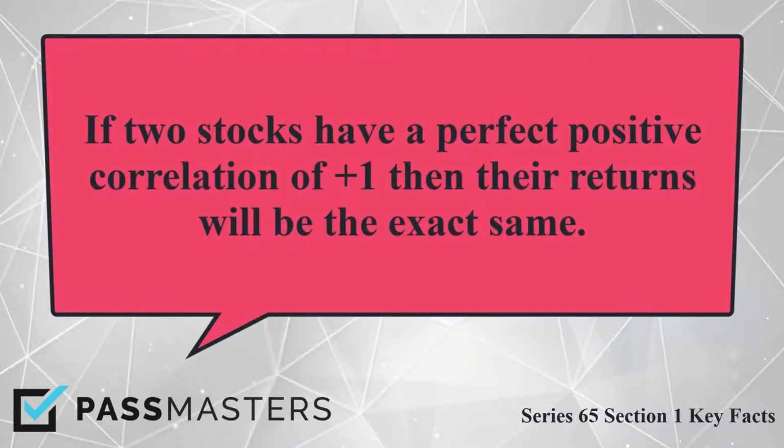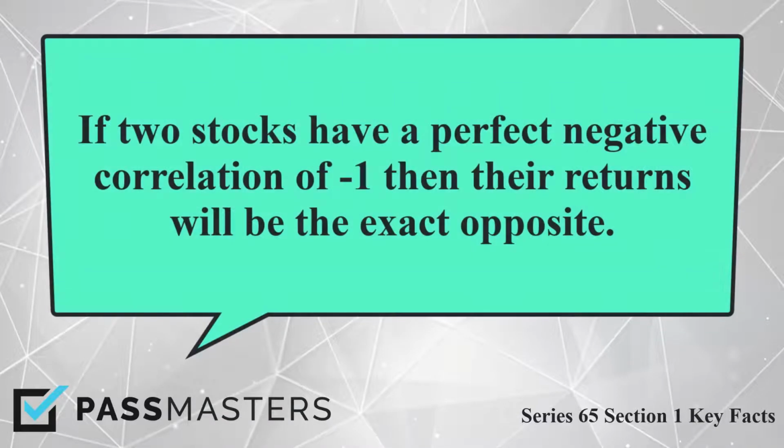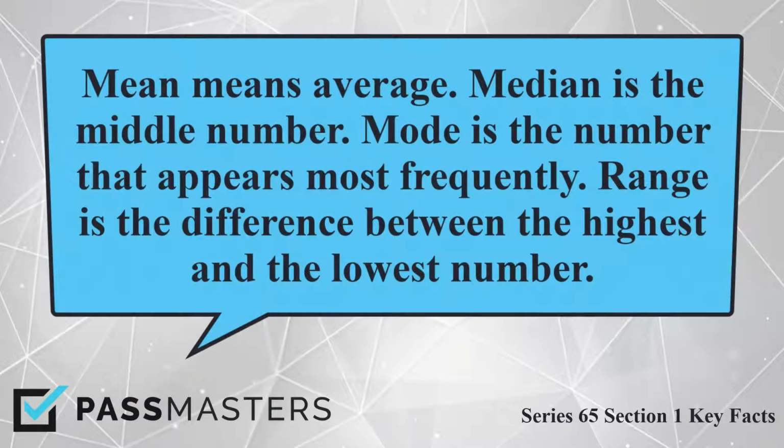If two stocks have a perfect positive correlation of +1, then their returns will be the exact same. If two stocks have a perfect negative correlation of -1, then their returns will be the exact opposite. Mean means average. Median is the middle number. Mode is the number that appears most frequently. Range is the difference between the highest and the lowest number.